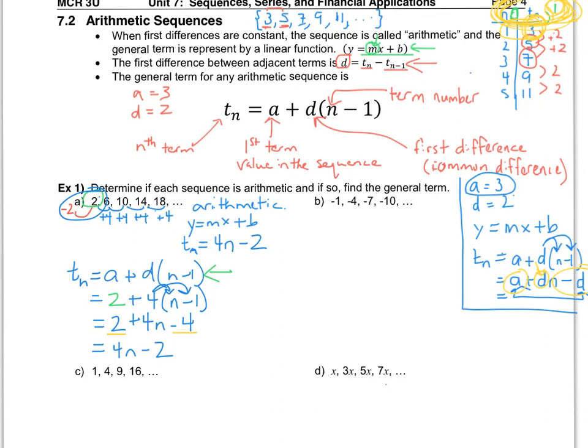The next one, if I take a look at what I'm going up or down by here, is it a constant amount every time? So I'm at -1 and then I go down to -4, so I'm really subtracting 3. If I go from -4 to -7, I'm subtracting 3. Going from -7 to -10, I'm subtracting 3. So again, it's arithmetic. I'm just going to put arith as a short form because I'm running out of room. Arithmetic with the d value equaling -3.